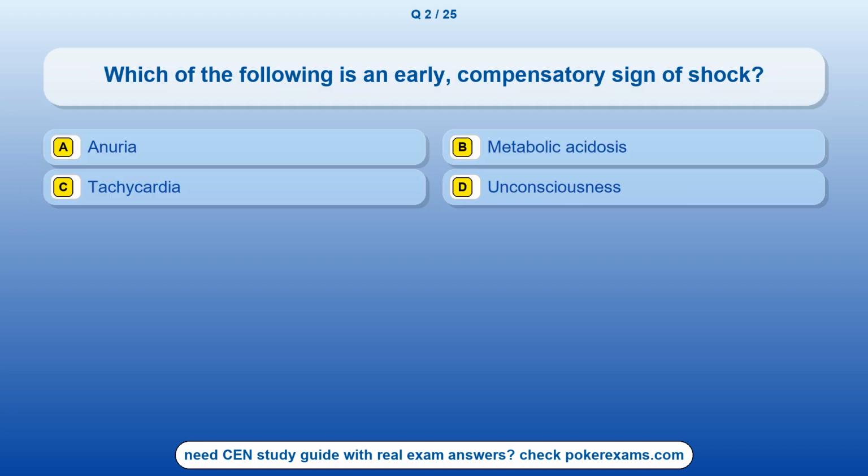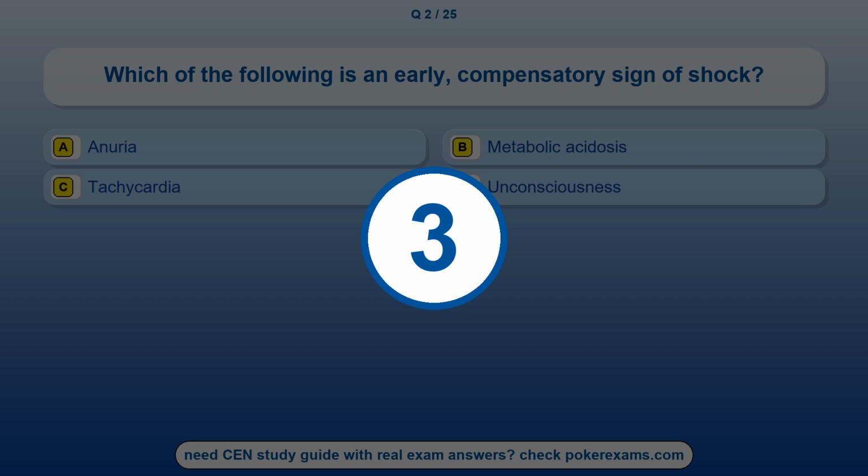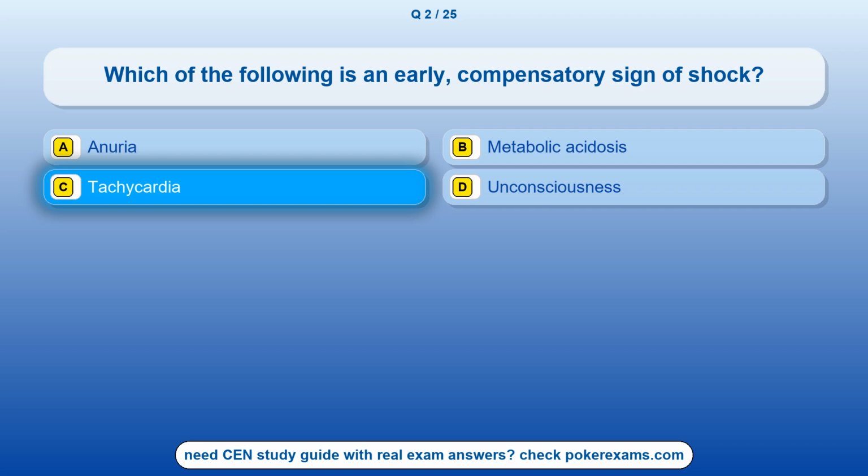Question 2. Which of the following is an early, compensatory sign of shock? Option A, anuria. Option B, metabolic acidosis. Option C, tachycardia. Option D, unconsciousness. The correct answer is option C, tachycardia.